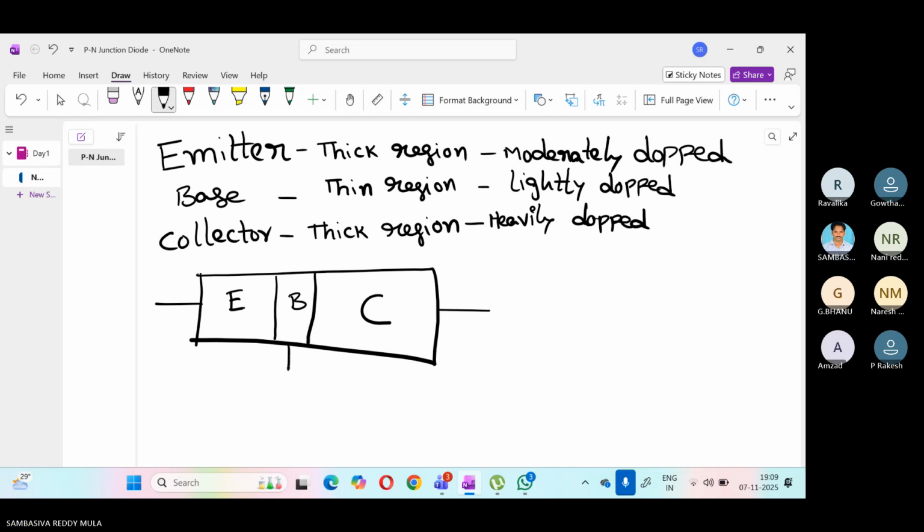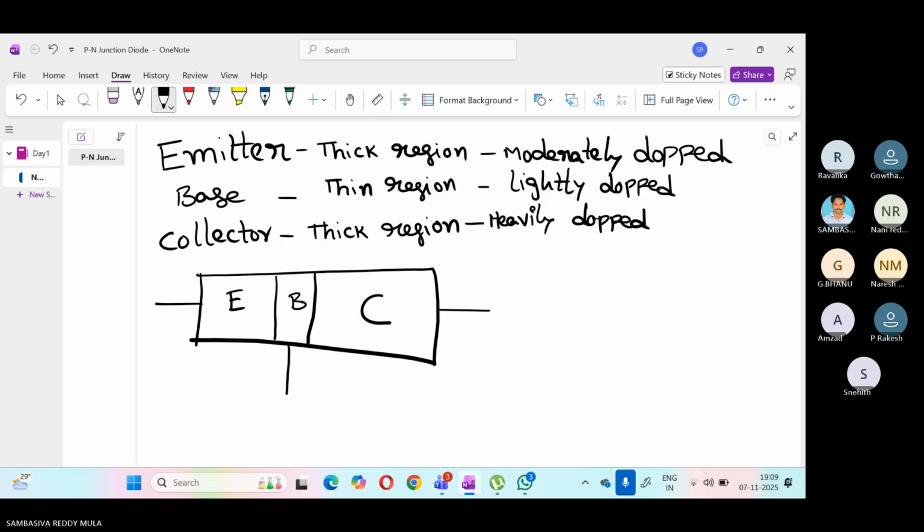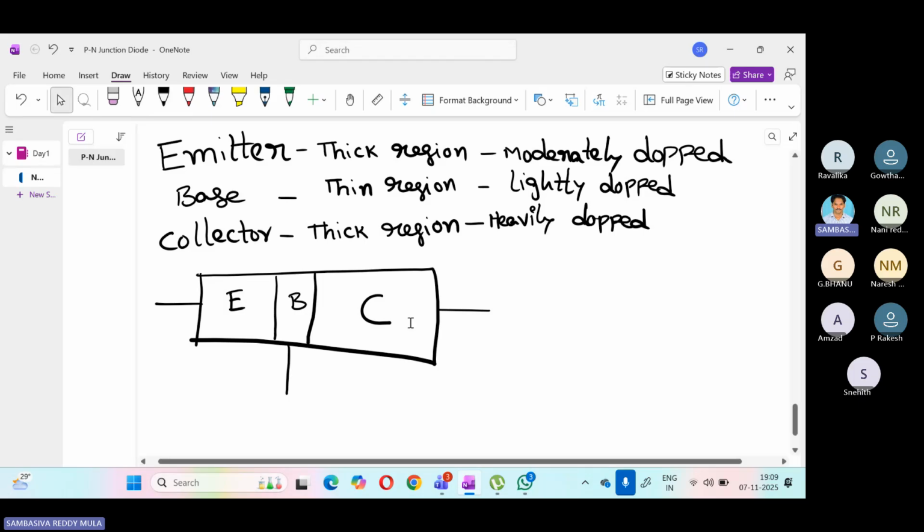Emitter, base, collector. These are the three terminals of a transistor. So a transistor is a three-terminal device, whereas the diode, Zener diode, PN diode, and several other special diodes are all two-terminal devices. So this is a three-terminal device.